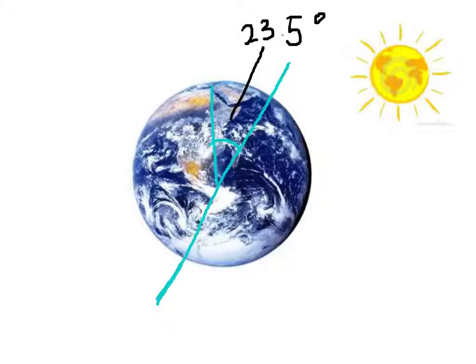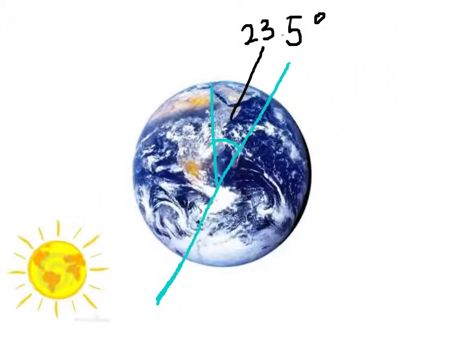Let me explain that. For example, when the north end of the Earth is towards the Sun, then it is summer in the northern hemisphere, but winter in the southern hemisphere. That is because since the north end is closer to the Sun, it gets more sunlight than the south end of the Earth. That means that when the south end of the Earth is towards the Sun, then it is summer in the southern hemisphere, but winter in the northern hemisphere.